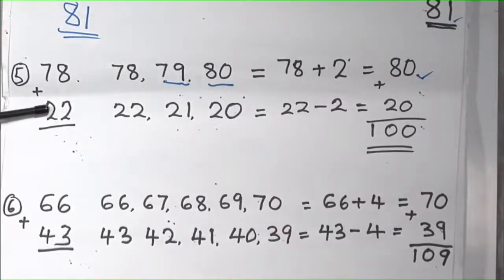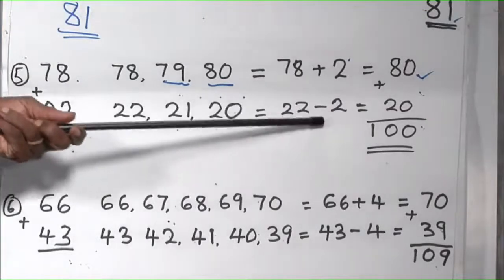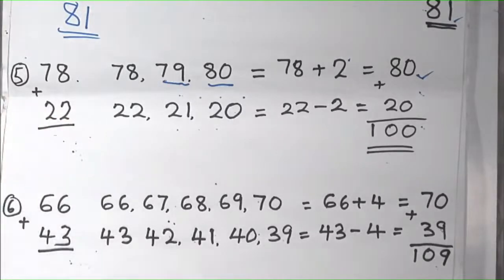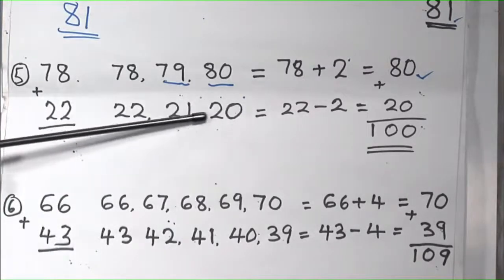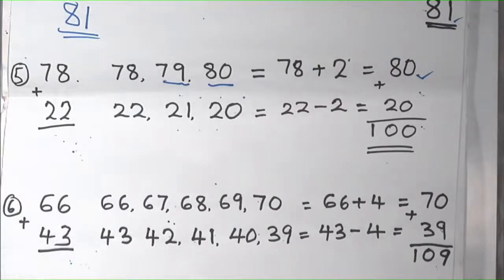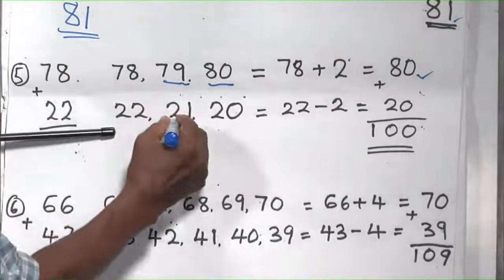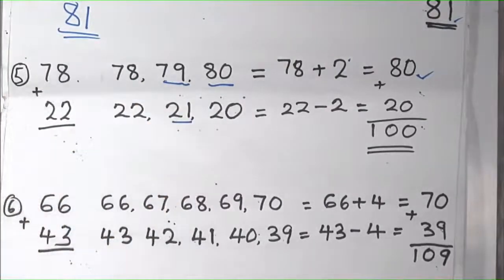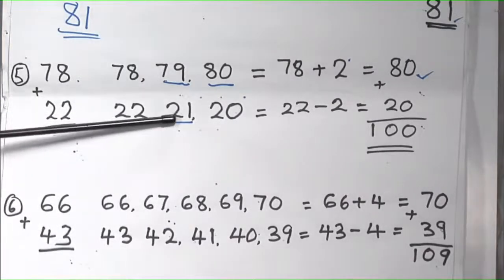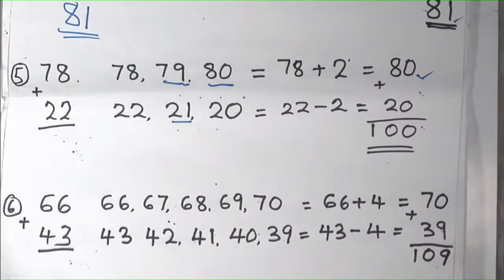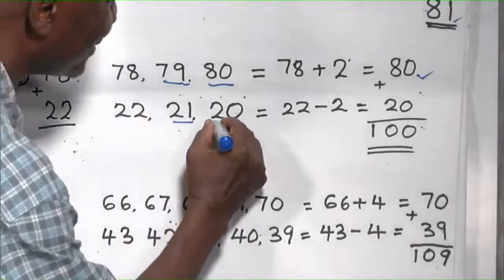Now 22, we must subtract 2 because we added 2 to 78 to get 80, which ends in 0. We subtract 2 from 22. So let's see. If you take 1 from 22, you get what? 21. When you take 1, you get 21. Then 21, when you again take 1 from it, you get 20.